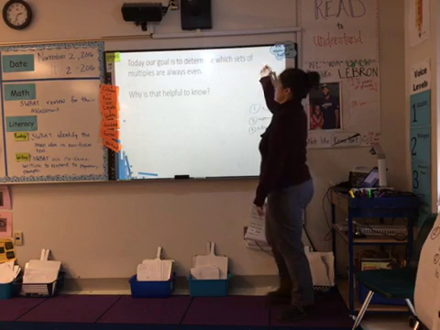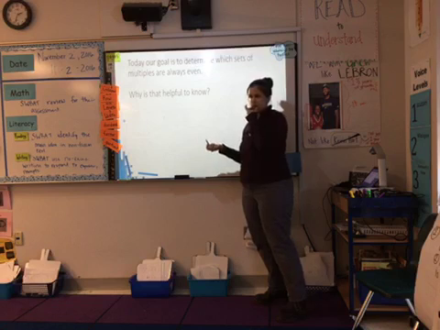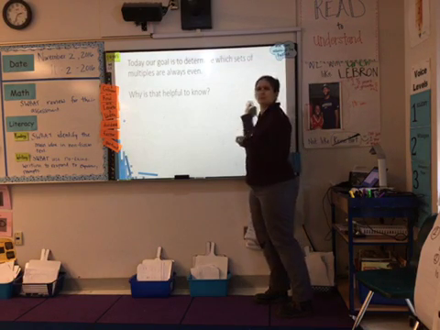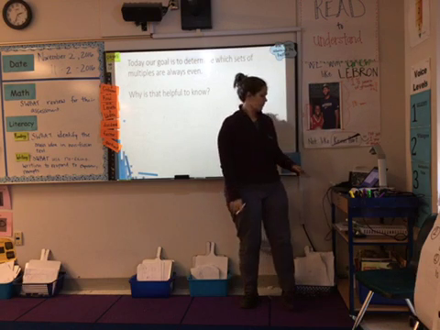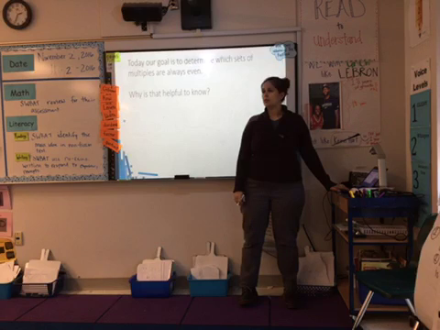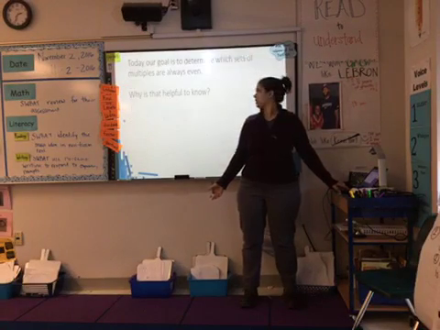Today our goal is to determine which sets of multiples are always even. Why do you think it might be helpful, by the way, to know if multiples are odd or even? Because then you'll know if 2 is a factor. Yep, you'll know if 2 is a factor. When you're memorizing your multiplication facts, you'll know if one of them fits, right?